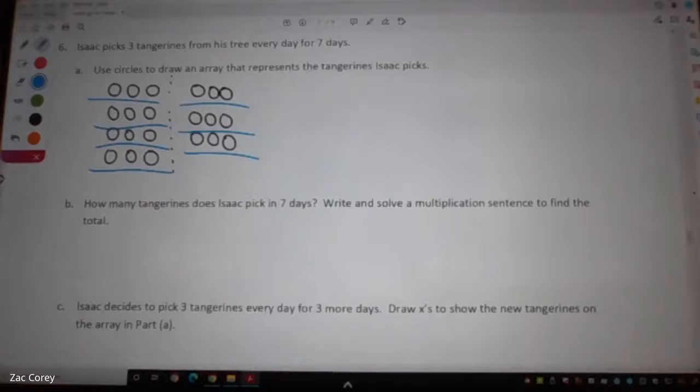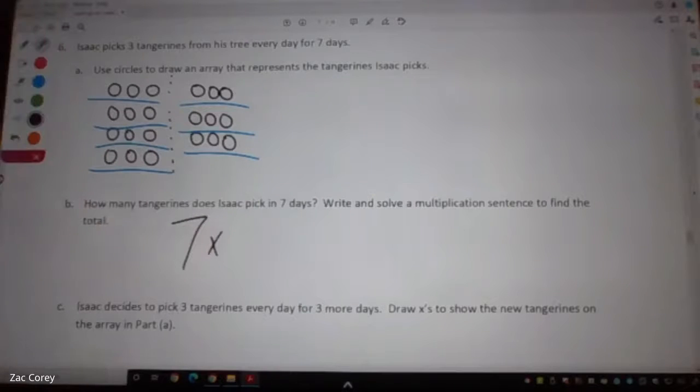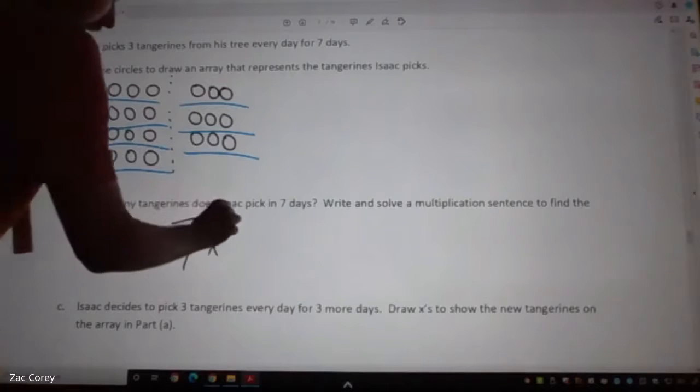Write and solve a multiplication sentence to find the total. All right, let's do that. So remember, normally when we write multiplication sentences, the number of groups comes first. So that would be 7, because that's the number of days. We're talking about number of groups or rows. And then how many does he pick each day? Well, they told us he does 3, right?